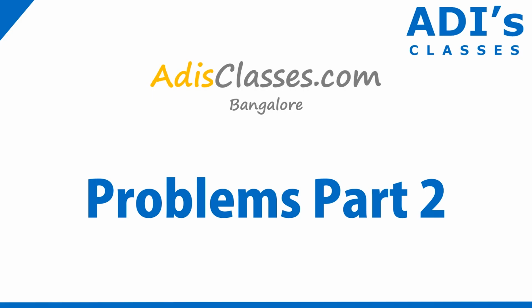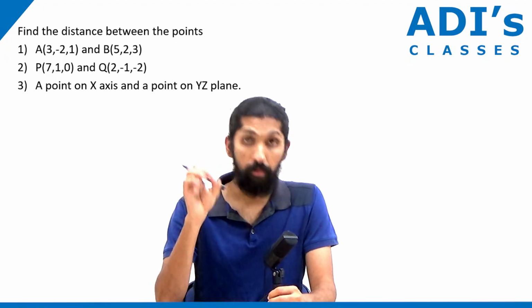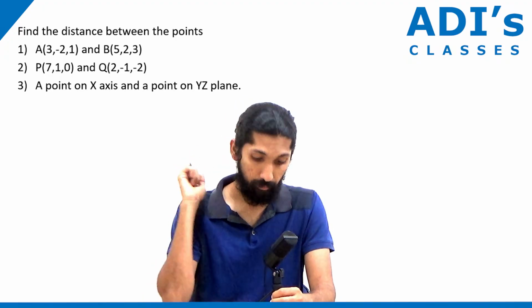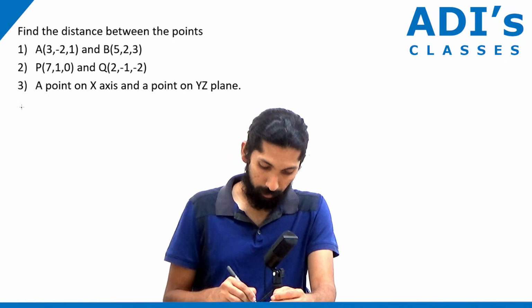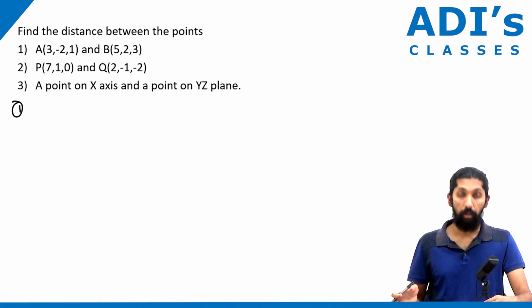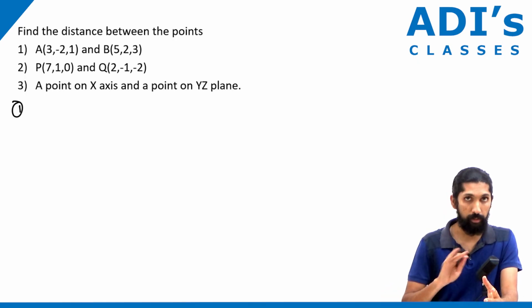Let's solve a few problems based on the distance formula. Look at the first one. This is the first type of question: find the distance between the points. So here, let's start with the first one. Very, very simple. Remember the distance formula. This is the first thing.